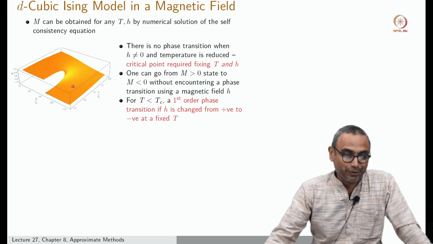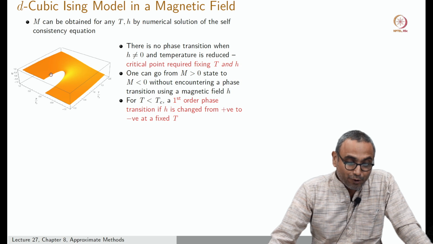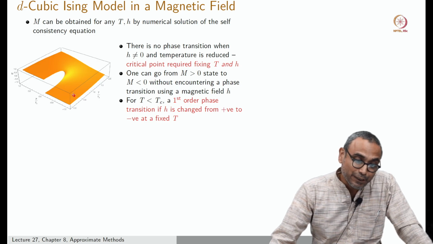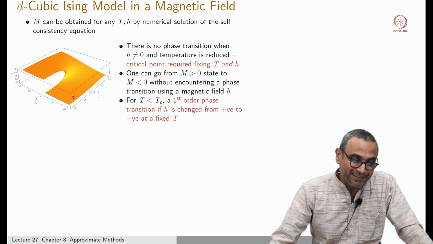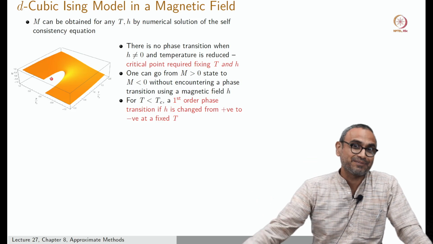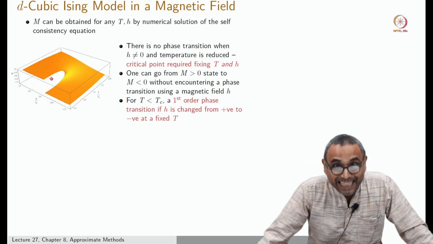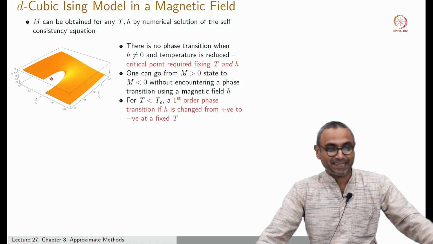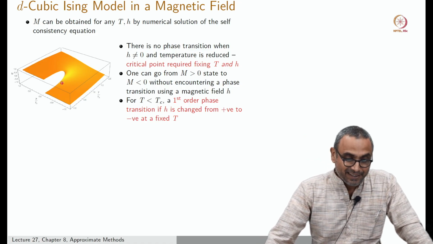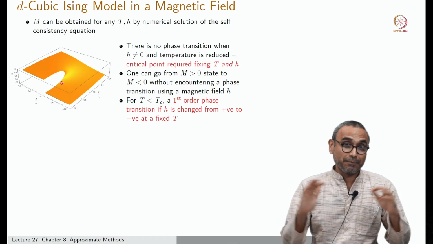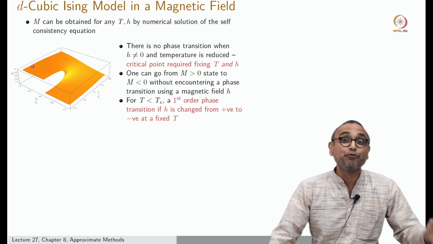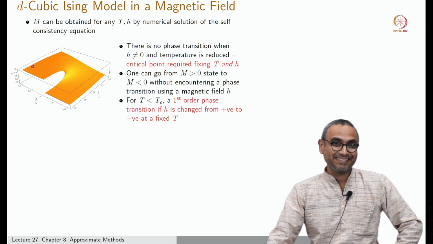But you can ask a different question. Suppose I am at some low temperatures, so I am at T less than Tc, and I try to change the magnetic field from negative to positive. Then I will encounter a discontinuous jump in the magnetization if you allow for sufficient equilibration, etc. You will end up getting a first order transition.